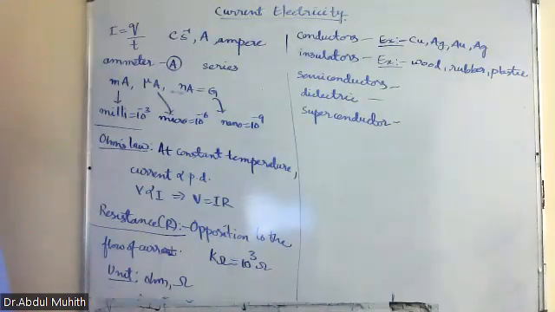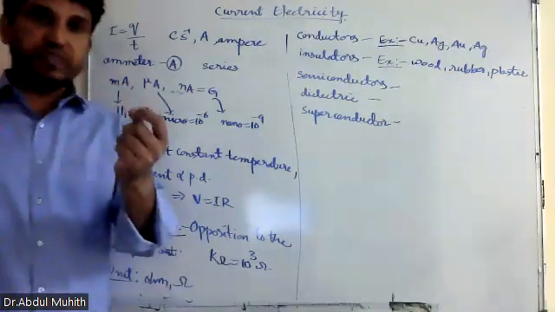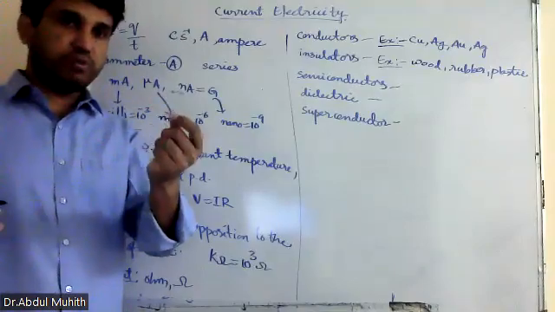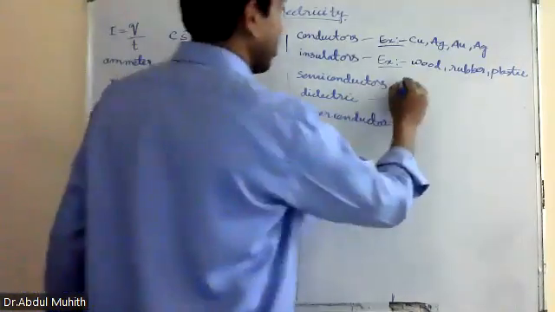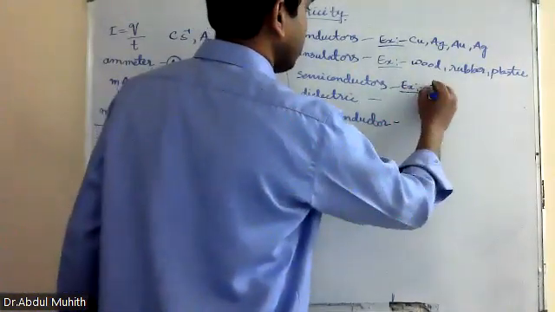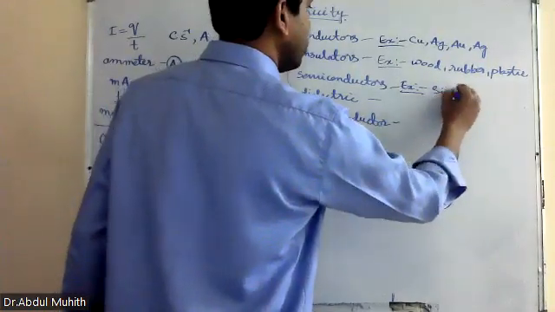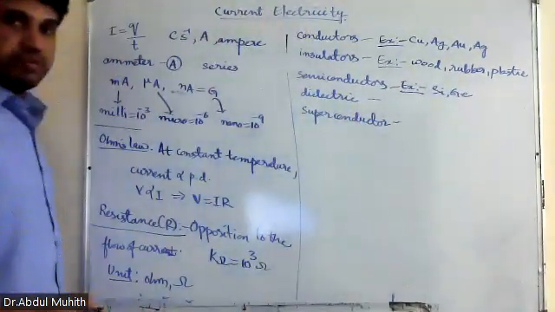It is intermediate between the two. It allows a very small amount of current, micro or nano, a very small amount of current. Those are semiconductors. What is the example for this? They are silicon and germanium. Silicon and germanium. These are the materials.